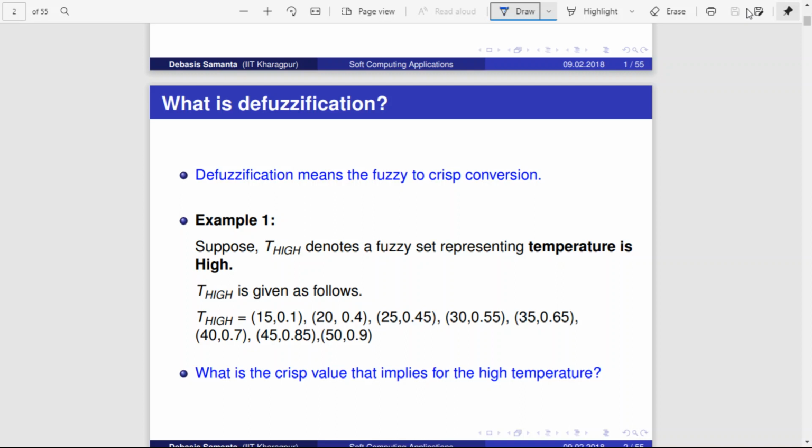So you know what a fuzzy form is? Fuzzy form takes values between 0 and 1, whereas crisp takes values of just 0 or 1. So converting fuzzy to crisp is what is called defuzzification.